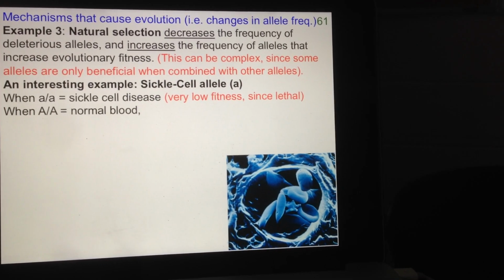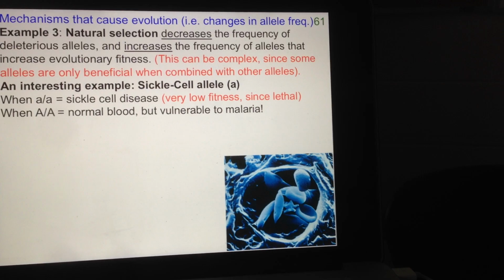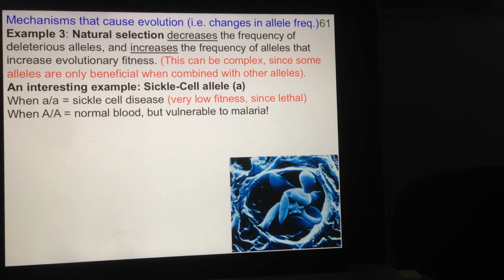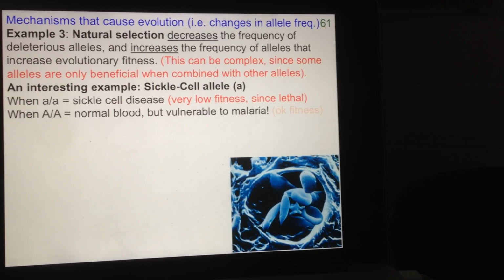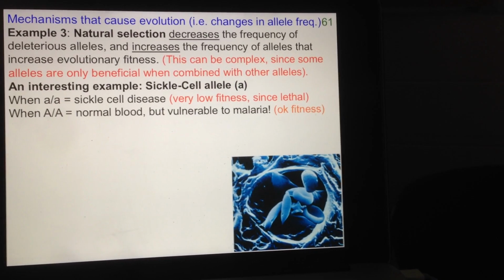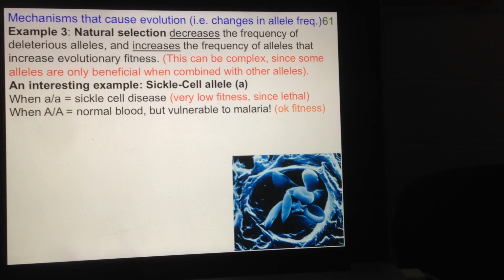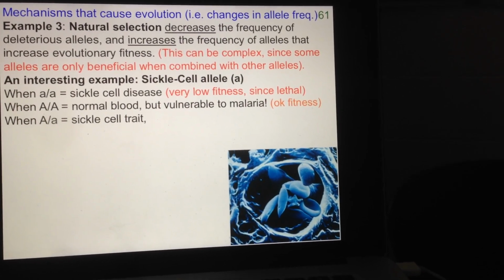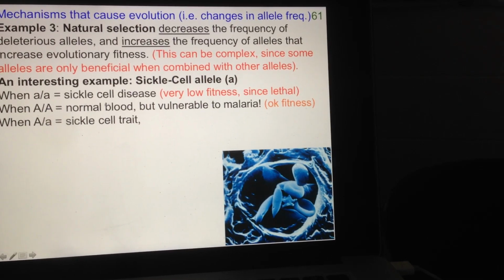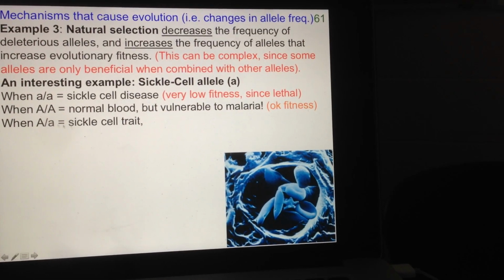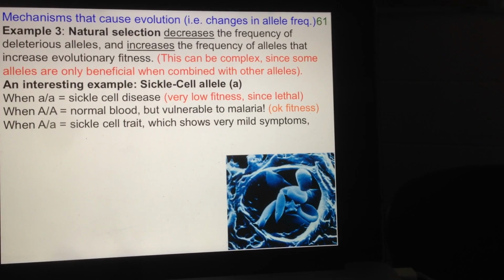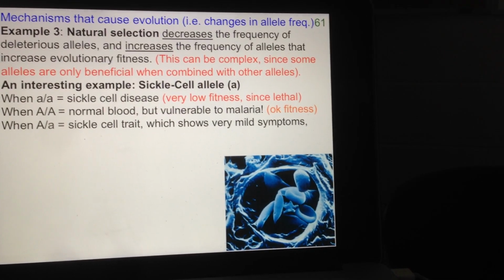If you have 2 good copies, then you have normal blood. But if you're living somewhere like Africa that has a high chance of malaria, you're quite vulnerable to malaria. It will be very deadly to you. Right? So you have decent fitness, not as bad as small a for sure, way better than that. But if you have big A small a, it's called sickle cell trait, right? So notice the difference. Disease means you have 2 copies of the bad allele. Trait means you have 1 bad copy. That basically shows very mild symptoms as far as sickle cell disease is concerned, right?